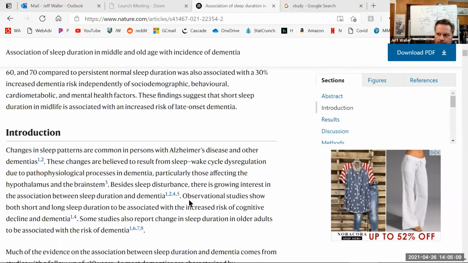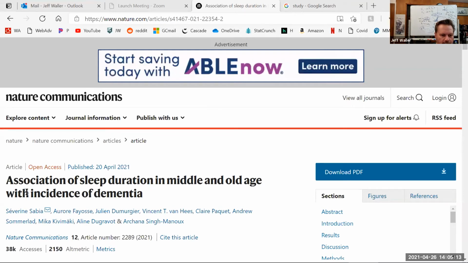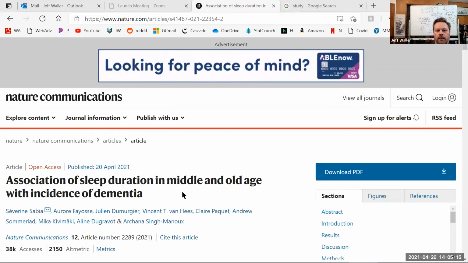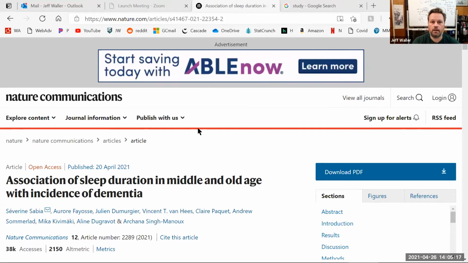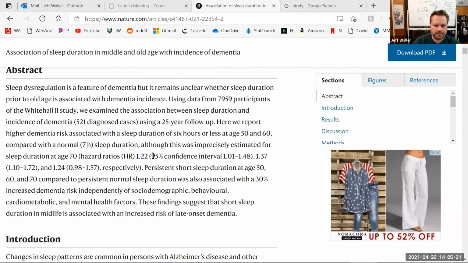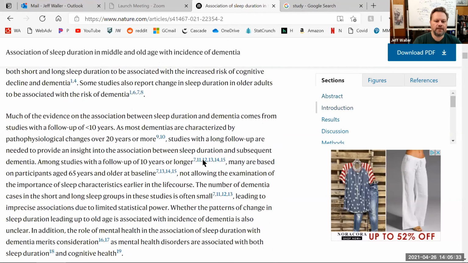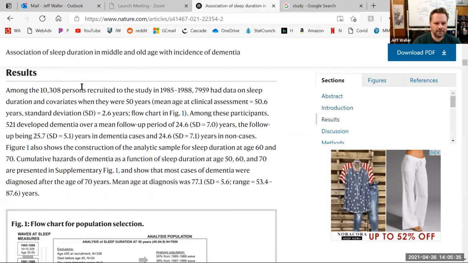This is so freaky. Association of sleep duration in middle and old age with incidence of dementia. Yeah, okay, I'm sorry. You'll see some 95% confidence interval business. You guys with me? We're not going to analyze this. I'm sorry. What's the hazard ratio? I don't care at the moment. But there's the confidence interval stuff. If you scroll down a bit, there's some results.